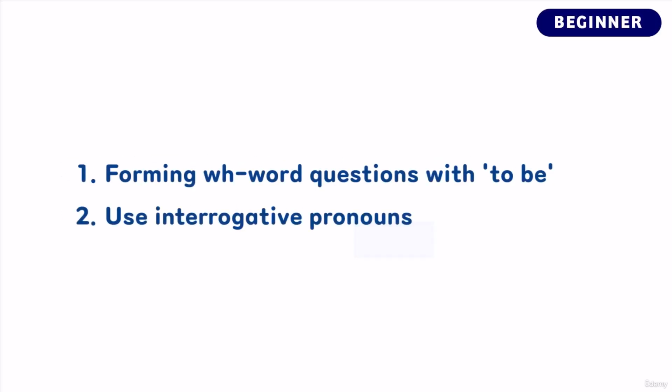In this lesson, we're going to learn how to form WH word questions using the verb to be. We will focus on interrogative pronouns. Interrogative pronouns are pronouns we use to make questions, and there are 5 interrogative pronouns: what, which, who, whom, and whose. We'll first focus on what and which.